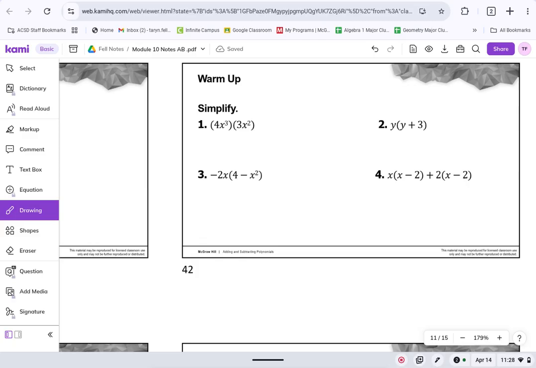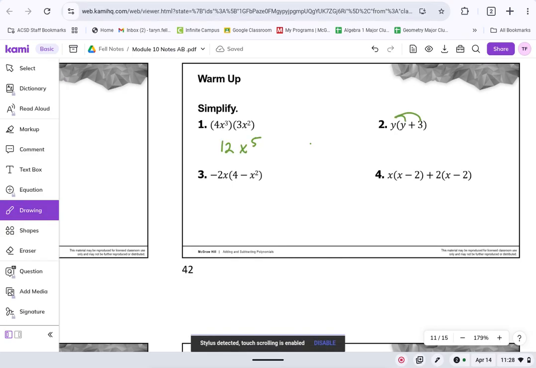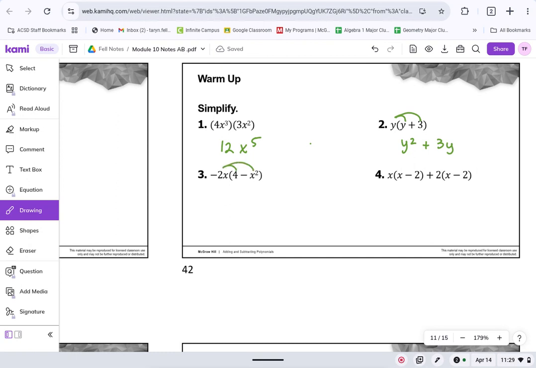So when I take 12x to the third times 3x squared, 4 times 3 would give me 12, and then it should be x to the fifth. When I multiply the y by y plus 3, I need to distribute, so it becomes y squared plus 3y. Similarly, when I do the negative 2x, I would get negative 8x, and I would get a positive 2x to the third power, because negative times negative makes a positive.